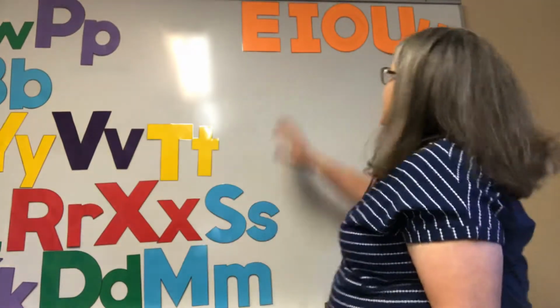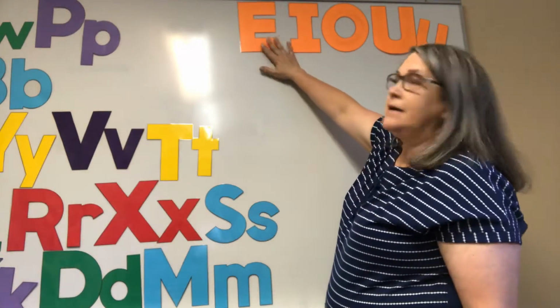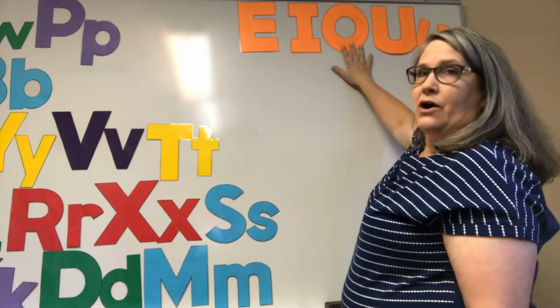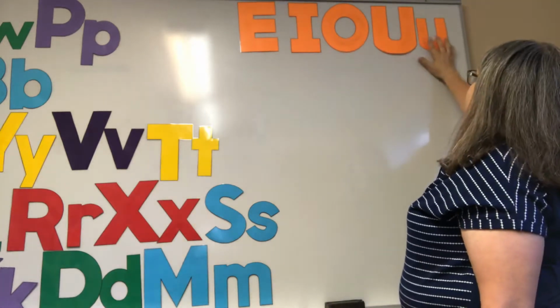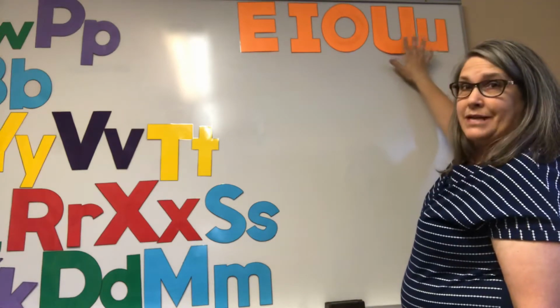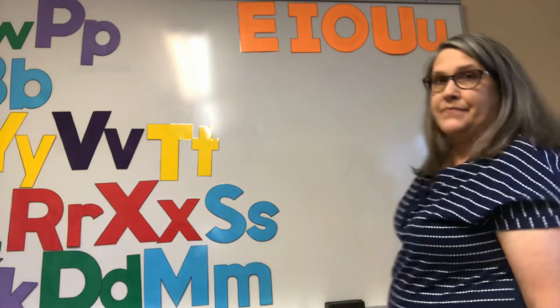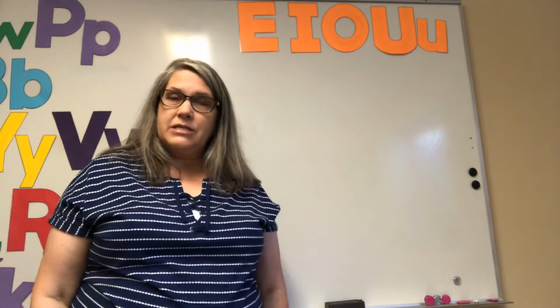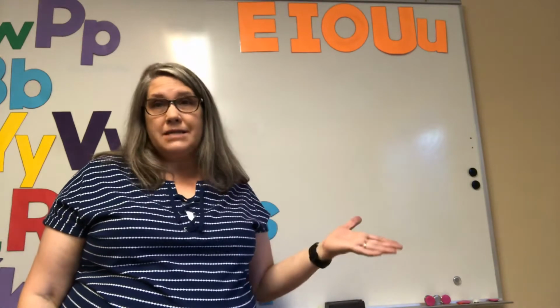The star of our unit. We have E, I, O, and U. This is big U, little u. They say U. Which of the letters that change their sound, other vowels, are missing?